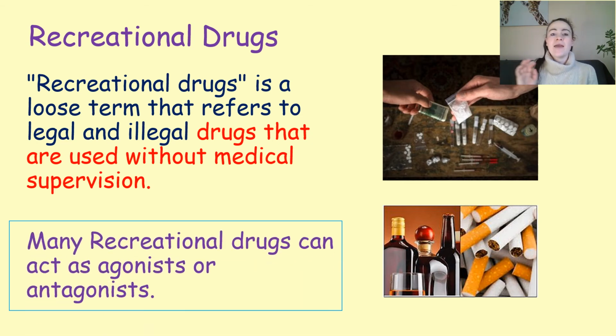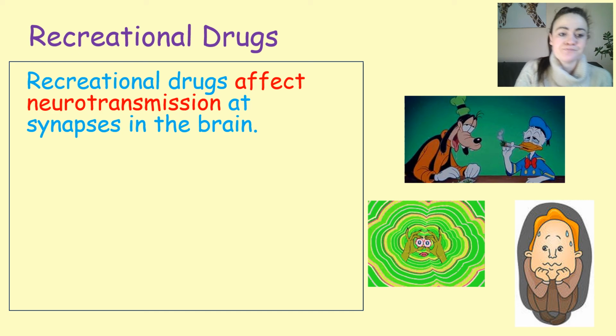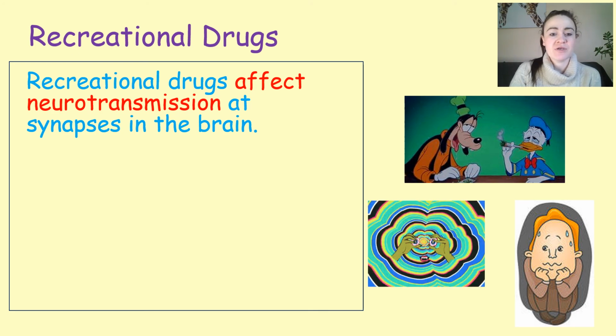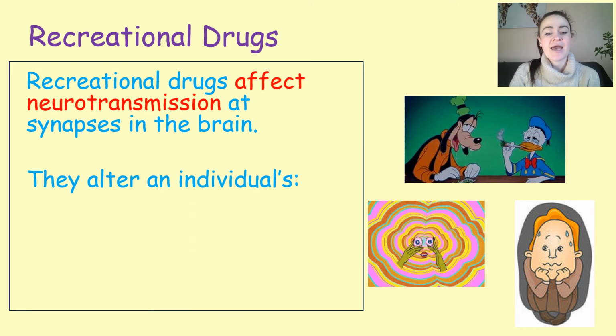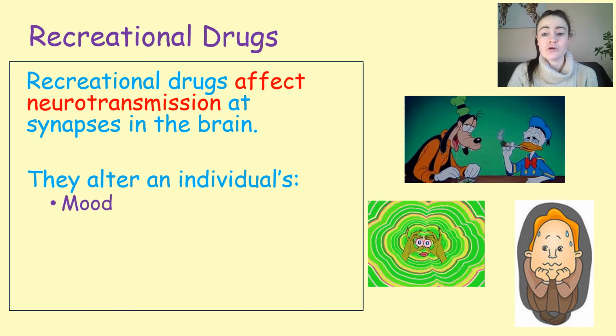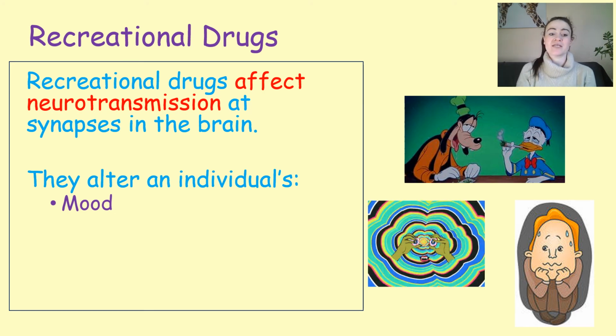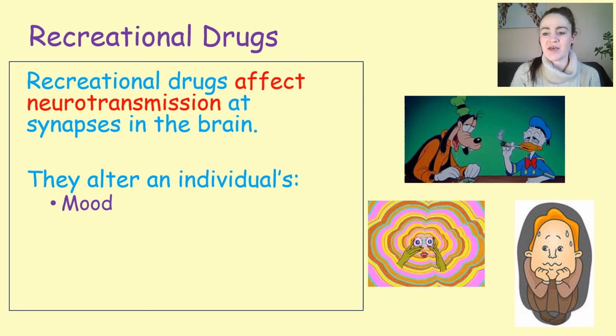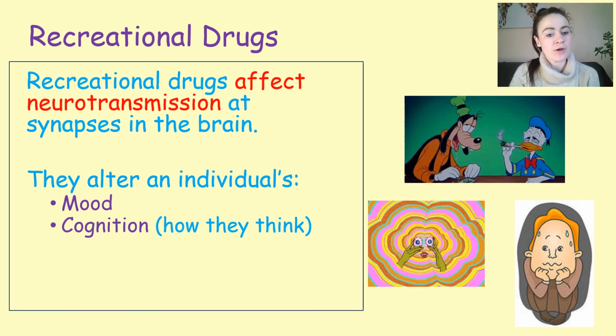Now, many of these recreational drugs act as agonists or antagonists. They're basically interacting with the natural neural pathways in your brain to stimulate feelings of pleasure. Recreational drugs affect neurotransmission in the brain at the synapses in a number of ways. They can alter mood, so they can make you really happy, but at some point, some drugs will then bring you back down again. So it's not always a positive effect. Sometimes a negative effect will follow a positive effect.